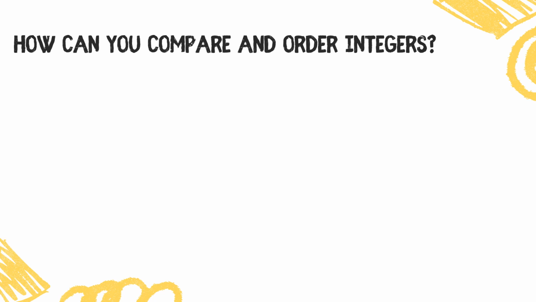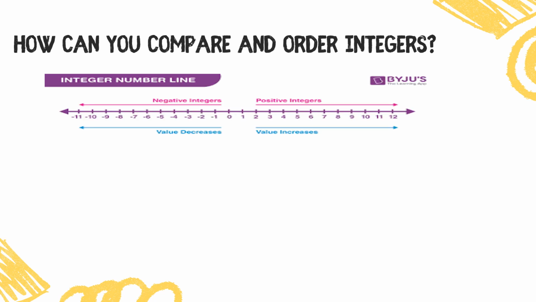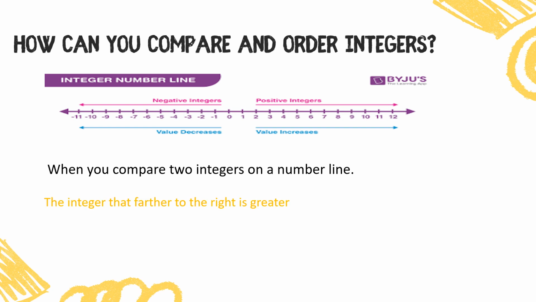How can you compare and order integers? On the integer number line, the 0 is in the middle. Negative integers are to the left of the 0. Value decreases when you go to the left, and value increases when you go to the right. When you compare two integers on a number line, the integer that is farther to the right is always greater, and the integer that is farther to the left is smaller.